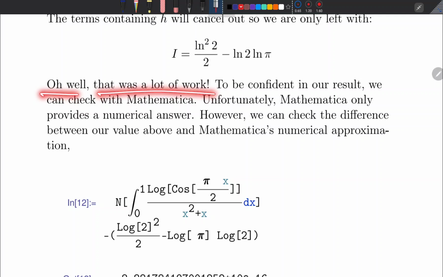Oh well, that was a lot of work. Yeah, it was actually.